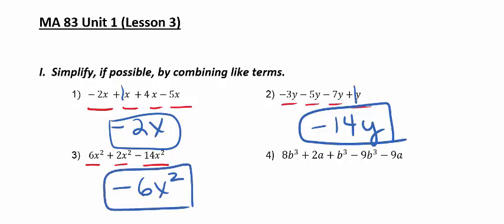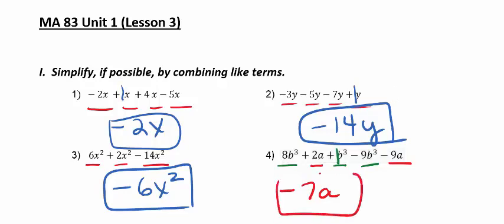Now here we have different ones. We have an a is a like term with an a, and then a b cubed here, and a b cubed here. Those are all like terms. So we'll go ahead and add the a's together first. We have 2a minus 9a, that's a -7a. And then we can combine the b cubes. We have an 8 plus a 1, that's going to be 9b cubed. And then minus a 9b cubed, well, that's a 0b cubed. So we don't have any b cubes left.